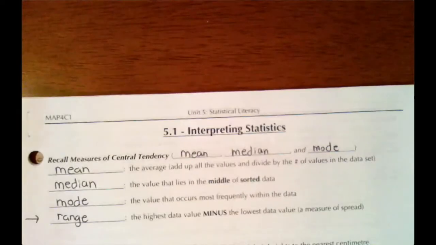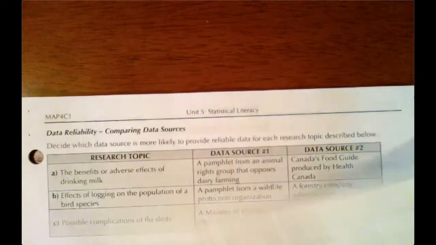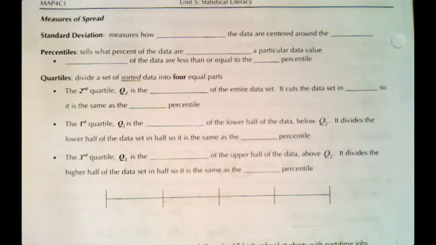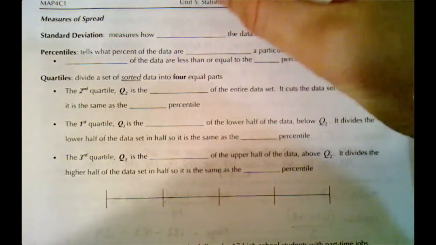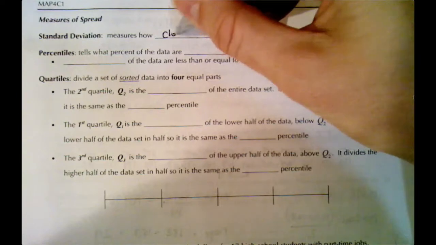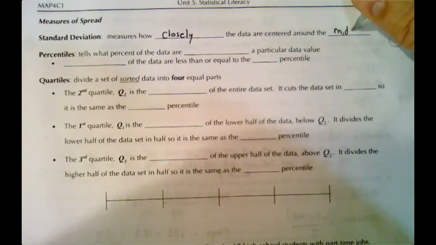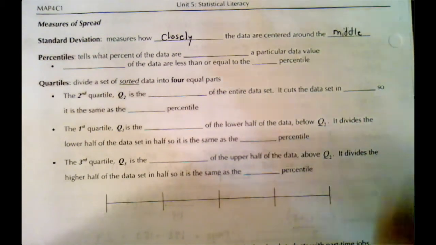All right, let's flip the page. So along with central tendency, there's also measures of spread. Range is actually a measure of spread, but we'll look at a couple more here. One called standard deviation shows you how closely the data is centered around the middle. And this is something we looked at in grade 11, if you took grade 11 college.